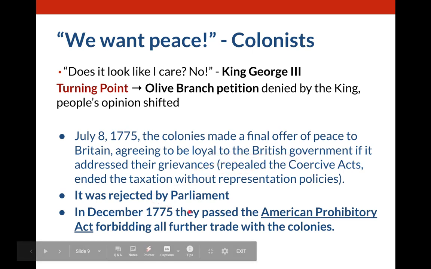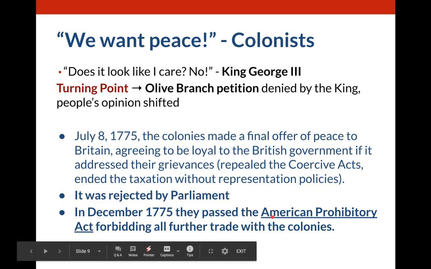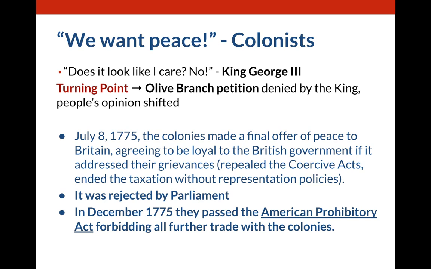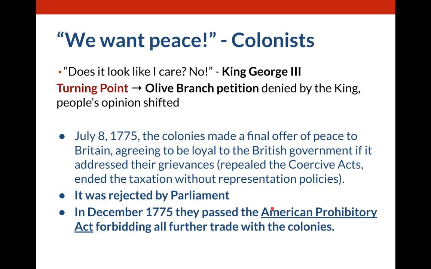It was rejected by Parliament. And in December 1775, England actually passed the American Prohibitory Act, which forbade any further trade with the colonies. So they not only denied our peace petition, but they also cut off all trade with us, which is going to hurt us a lot. England is the way we make money, and so by cutting us off that way, they're really trying to send us a message.